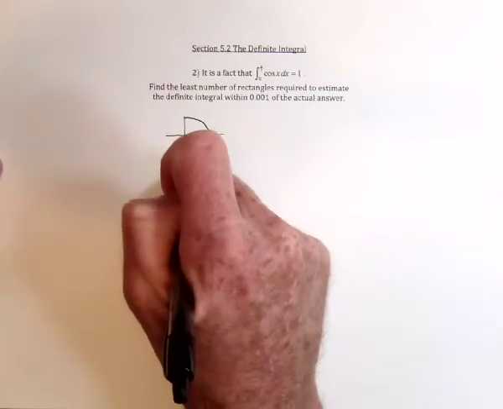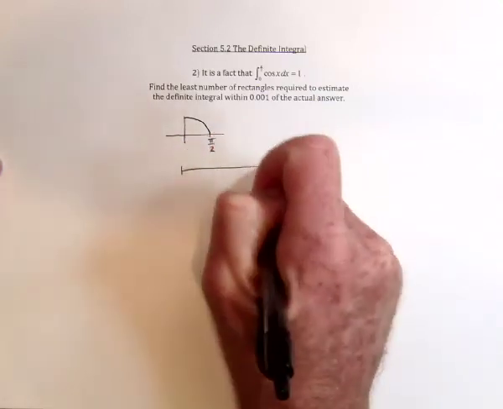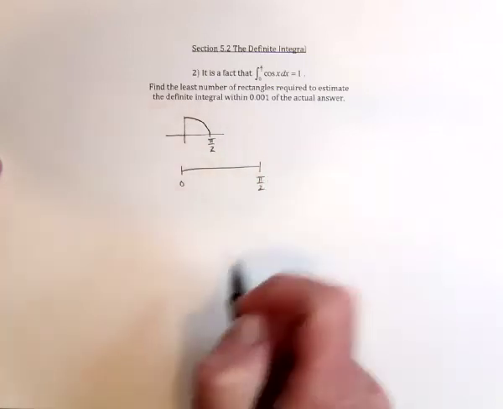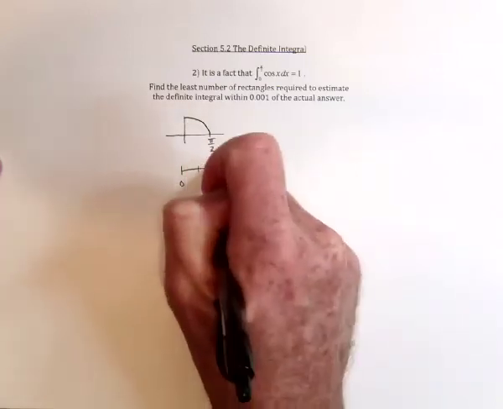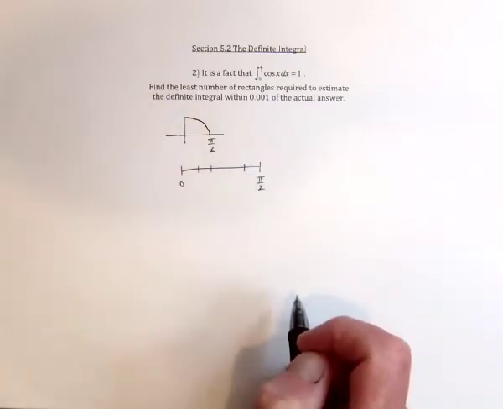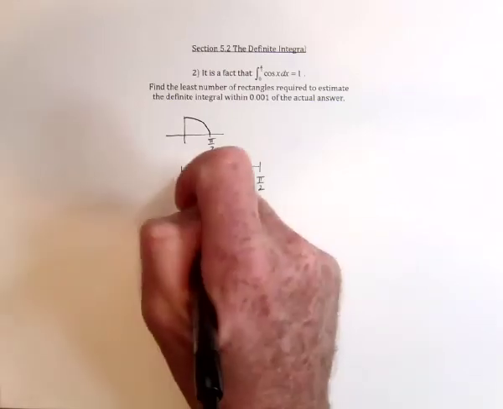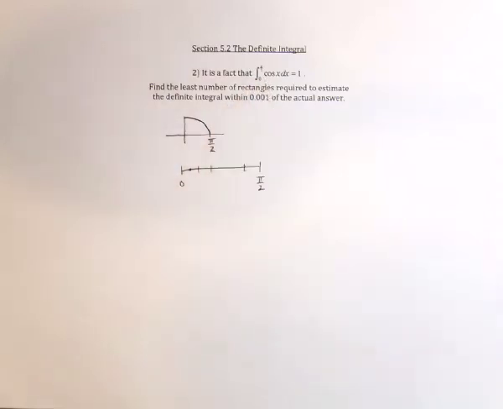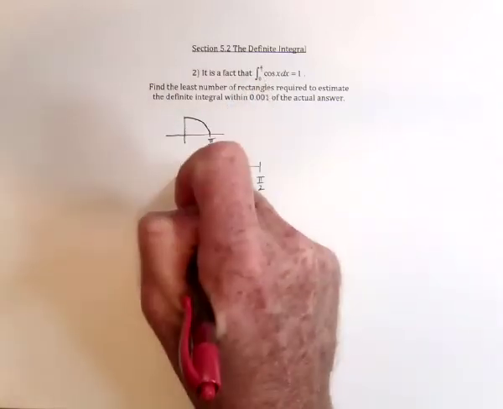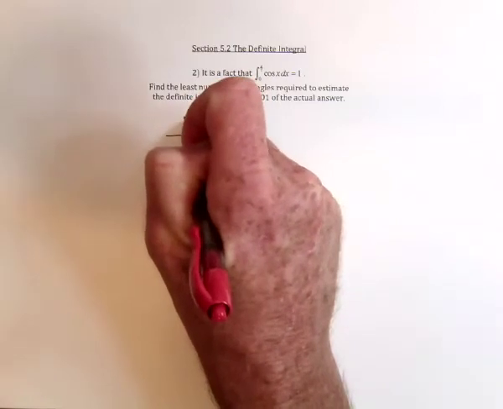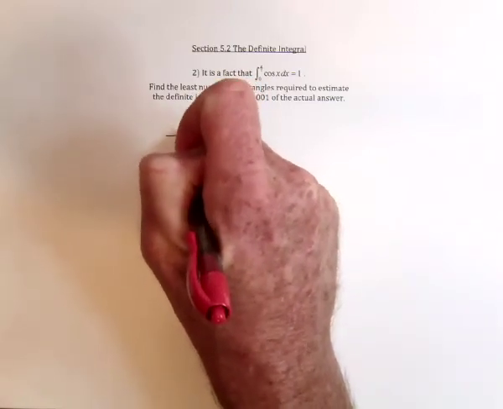So what I do is I take the interval, sort of blow up the picture a little bit, and say we're going from 0 to pi over 2, and I need to divide this into many pieces, all with the same length, and then find the height by substituting in the midpoint into the cosine function. So basically this point right here would be right here. Plug it into the function and say, okay, make a rectangle, and then find the area of that rectangle.